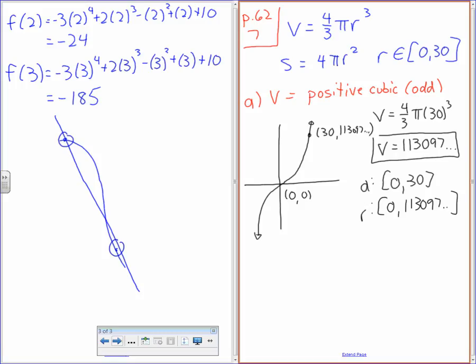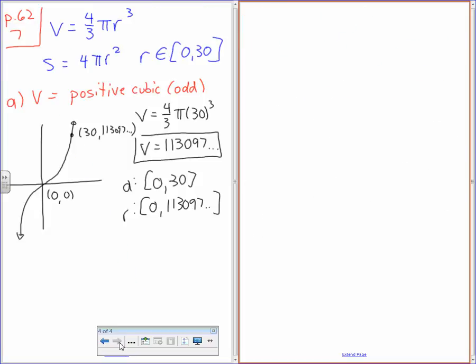Let's keep going. Letter B says determine the average rate of change. Do you want me to do this? C and D, they're probably the tricky ones. For fun, I'm just going to use the volume equation. I'm going to ignore the surface area. So I'm going to say volume equals 4/3 pi r cubed.